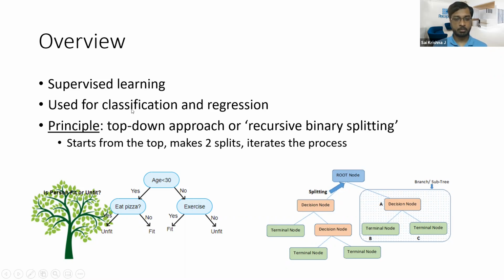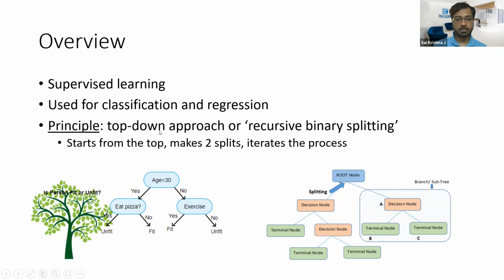And this is used for both classification as well as regression. Classification as in taking a binary sort of decision, a yes or no decision or win or lose decision, that sort of decision. Regression as in a continuous variable prediction. So what would be the sales or what would be the temperature, that sort of values. So this can be used for both classification as well as regression.